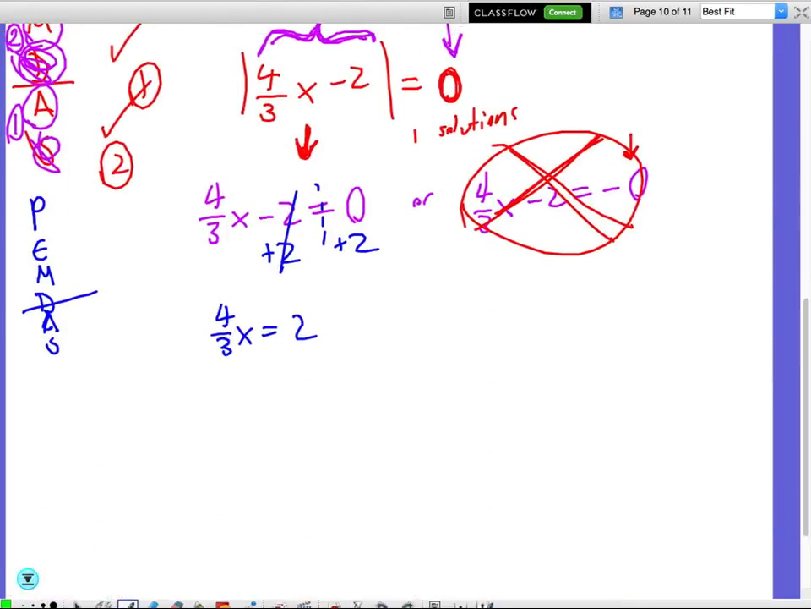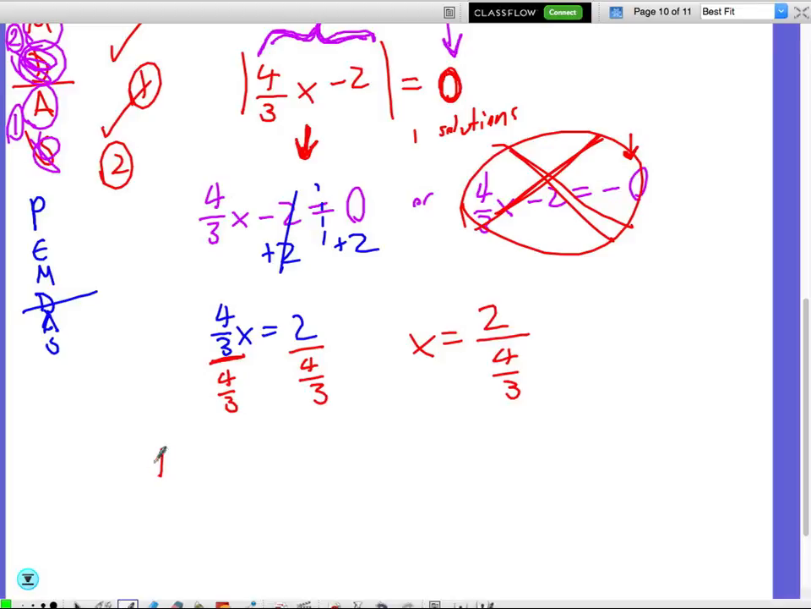Now, a lot of you take this fraction as a single number, and since we're taking 4 over 3 and multiplying by x, we say that we can also divide. The opposite of multiplying by 4 over 3 is to divide by 4 over 3, and so we get that x is equal to 2 over 4 over 3. And then you have to rely on your calculator to find this.